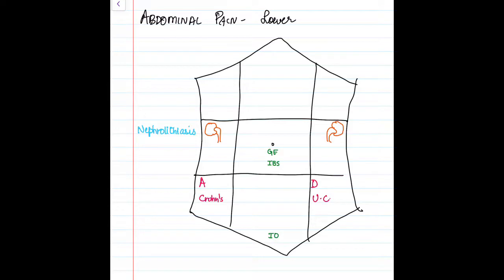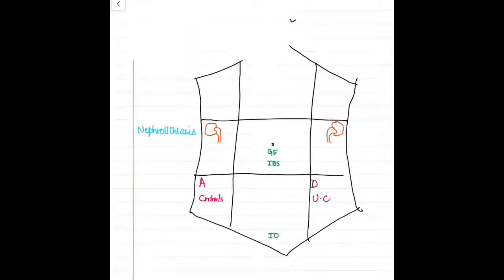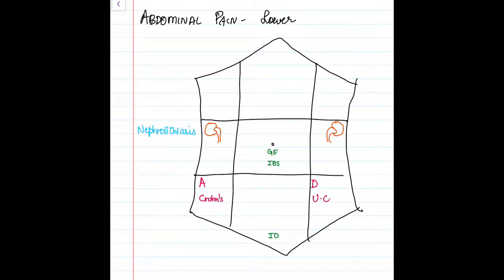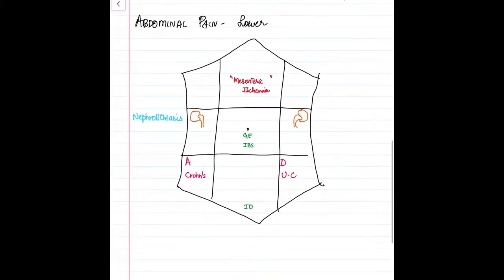Once you're done here, please remember mesenteric ischemia. Just like we had to remember MI, so here we are remembering mesenteric ischemia. So these are the gastrointestinal and our genitourinary and urinary. Genital we are going to come later.